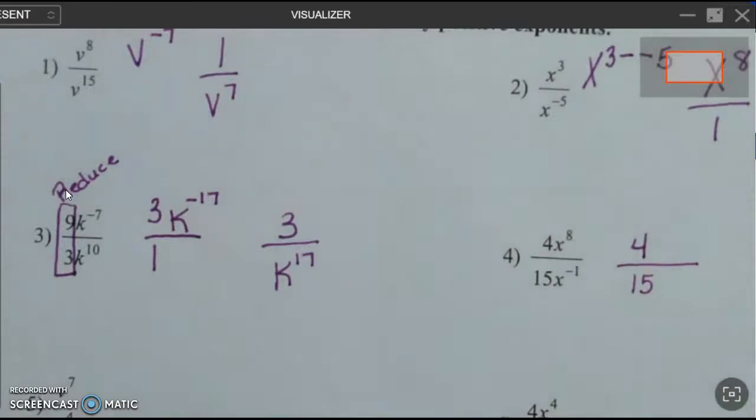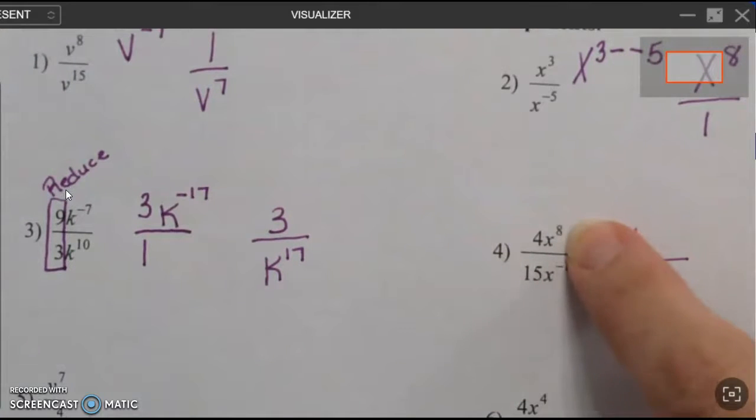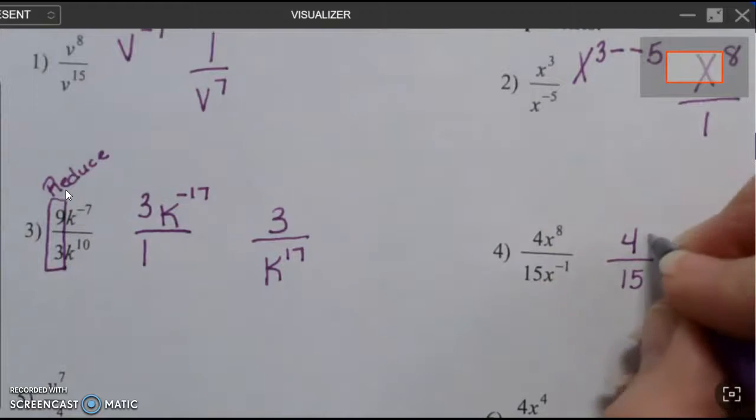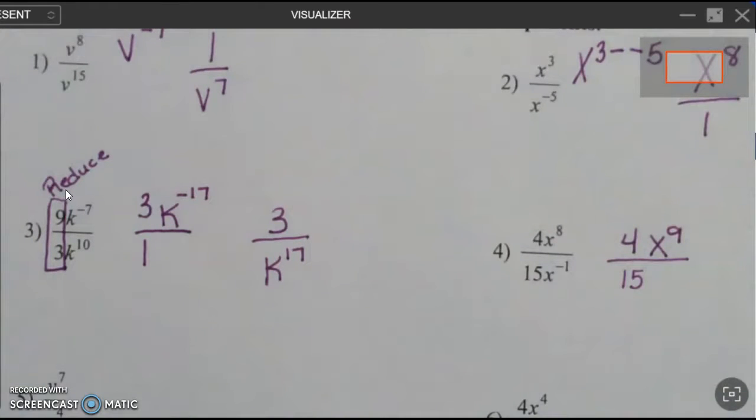4 is to the 10. Close. 9, 9. There we go. 8 minus a negative 1 is 9. So really the only thing I was doing there was working with the x's. Okay?